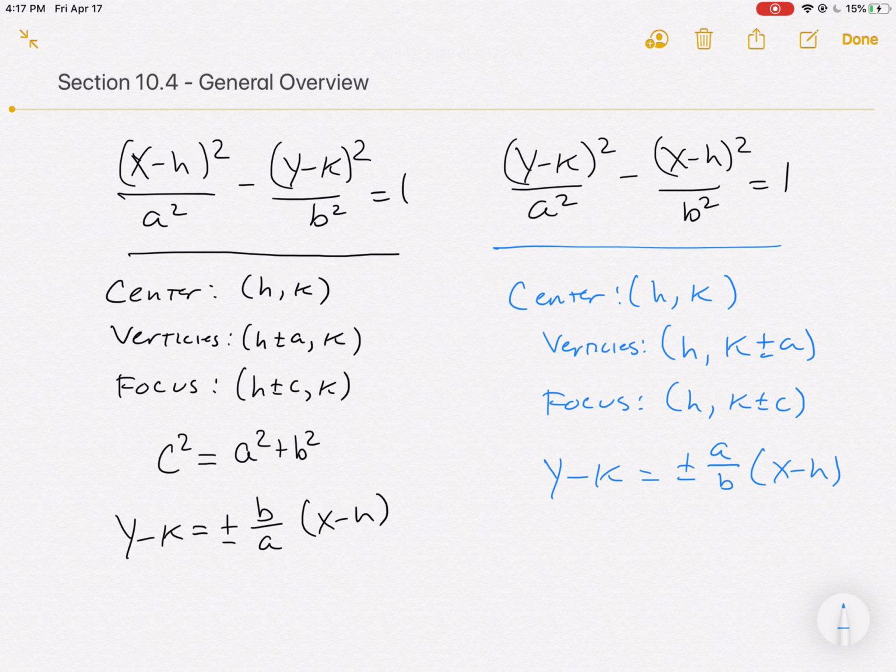Now, why should that make sense? What's underneath y, what's underneath x? Because that's your slope. And slope was always y's over x's. So it's very easy to remember those asymptote setups. And we'll see that as we go and do different examples together.